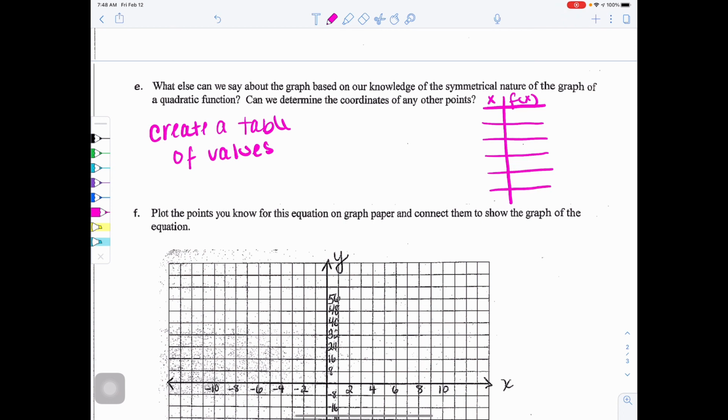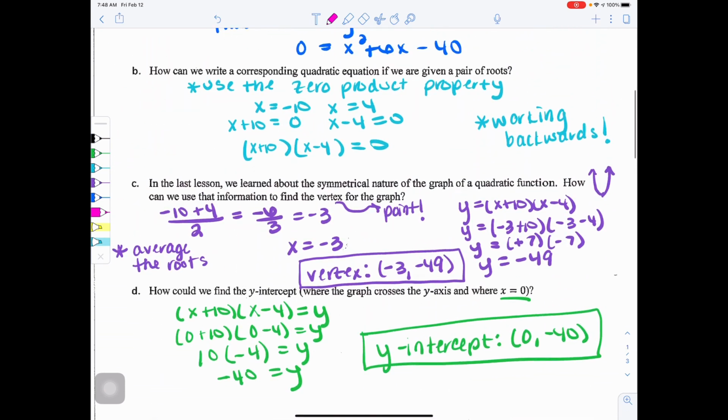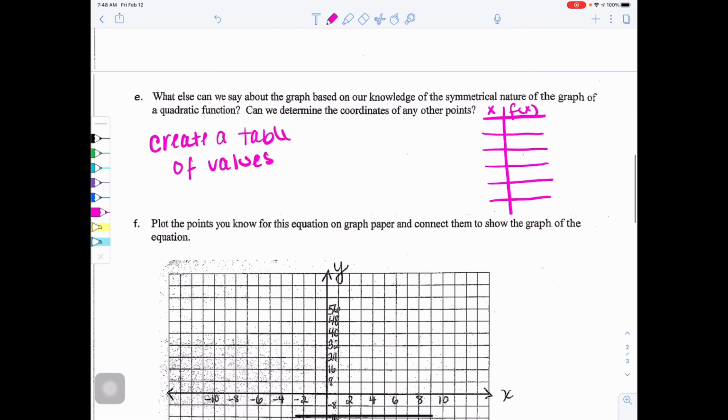Now, based on what we have already, if I go back and take a look, we already found the vertex is negative 3, negative 49. And that should be in the middle because the vertex is the turning point, the point where it turns symmetrical. Okay, so right in the middle, so on the third line down, we're going to put negative 3 and negative 49. This is our vertex. So that's why I'm putting that in the middle.